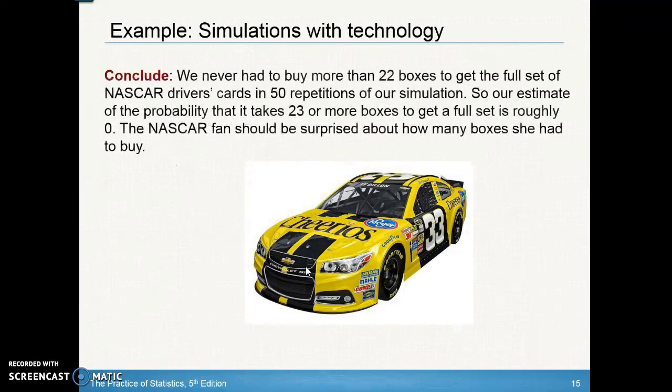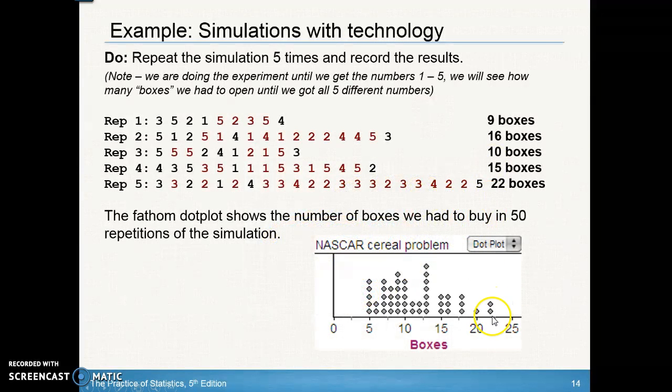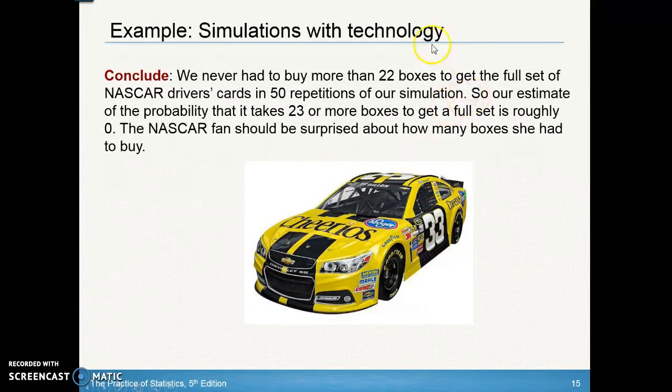All right, so now what's our conclusion? Okay, so let's think about this. We never had to buy, if you look at the previous page, even on this one right here, 22 was our highest. We never had to buy more than 22 boxes to get the full set of NASCAR drivers in 50 repetitions. So our estimate of the probability that it takes 23 or more boxes to get a full set is about 0. The NASCAR fans should be surprised, all right?